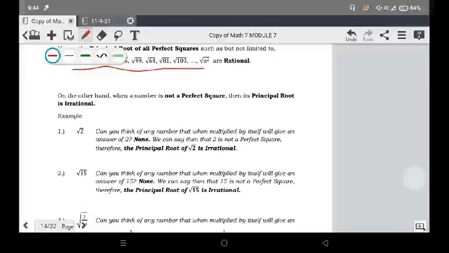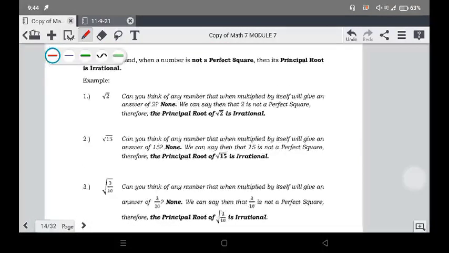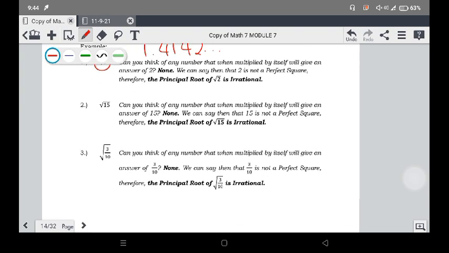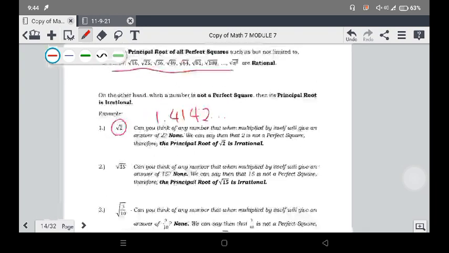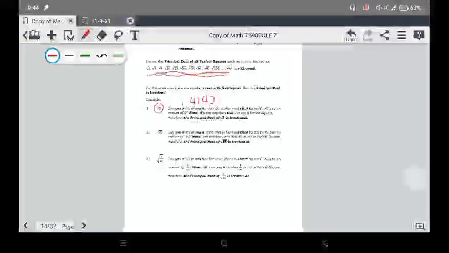On the other hand, when a number is not a perfect square, then its principal root is an irrational number. Say, for example, the square root of 2, of course, that is 1.4142, dot, dot, dot. We also have square root of 15. So, other numbers not listed in here are considered to be irrational numbers.